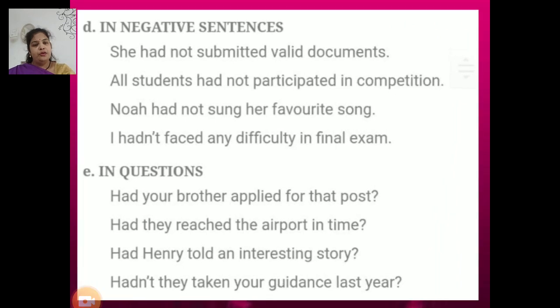We also use past perfect tense in negative sentences. For example, she had not submitted valid documents. All students had not participated in competition. No one had sung her favorite song. And I hadn't faced any difficulty in final exam.